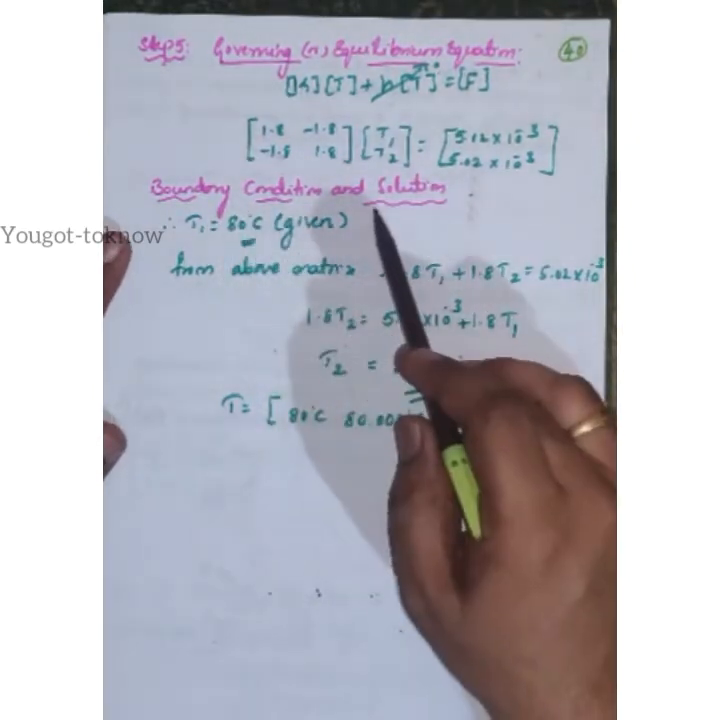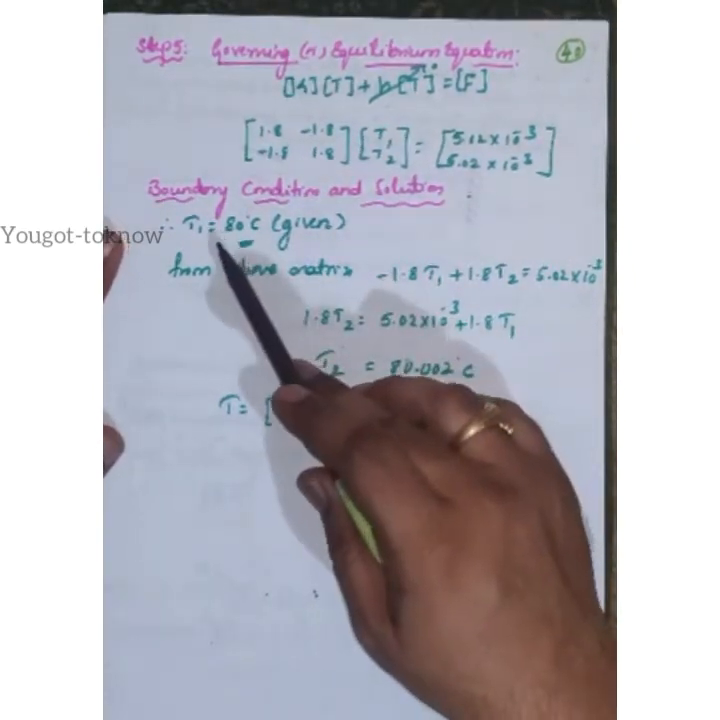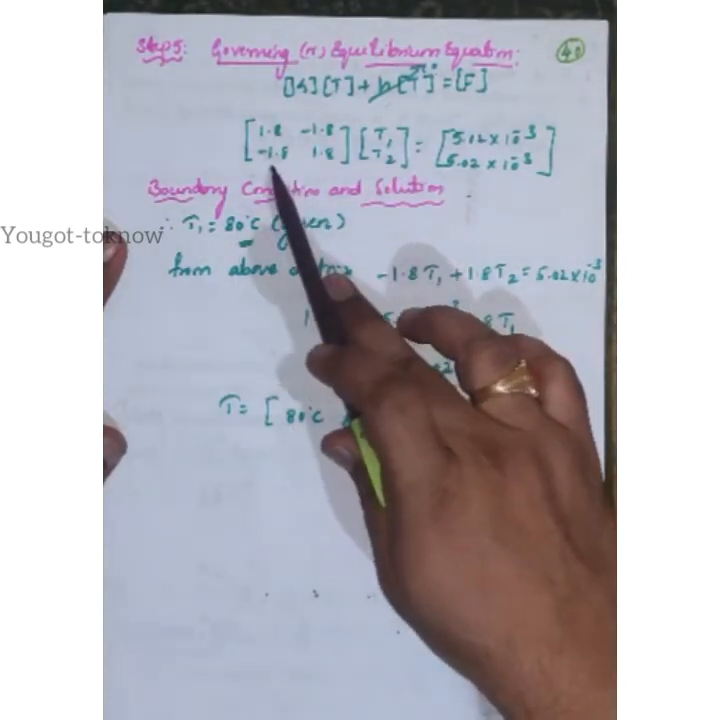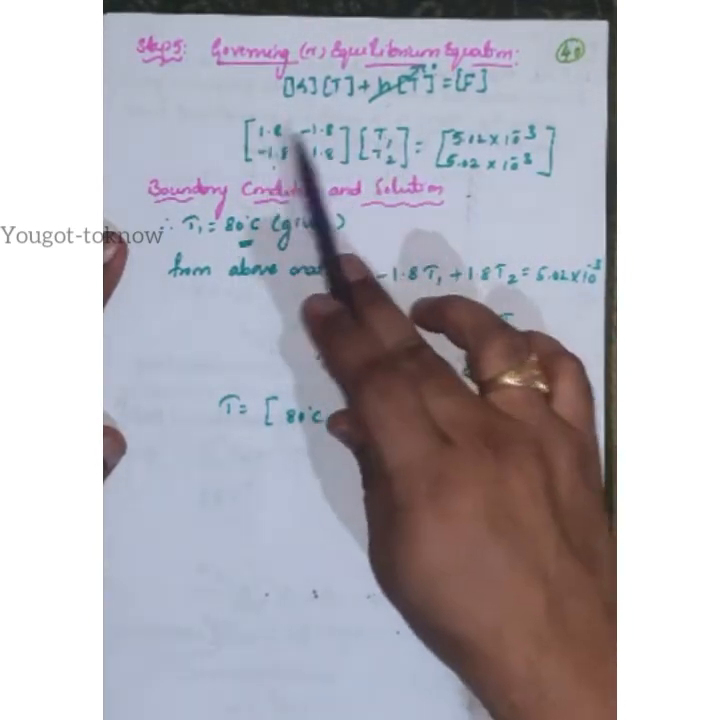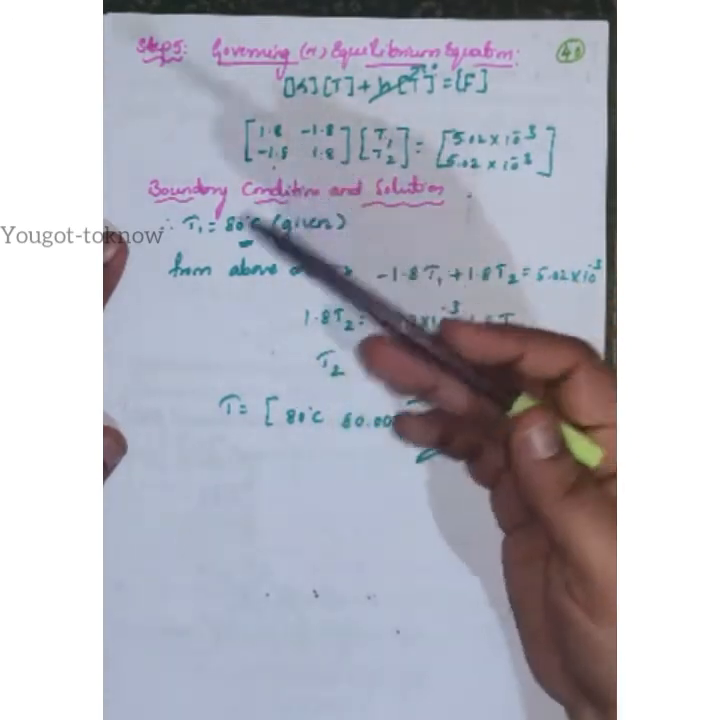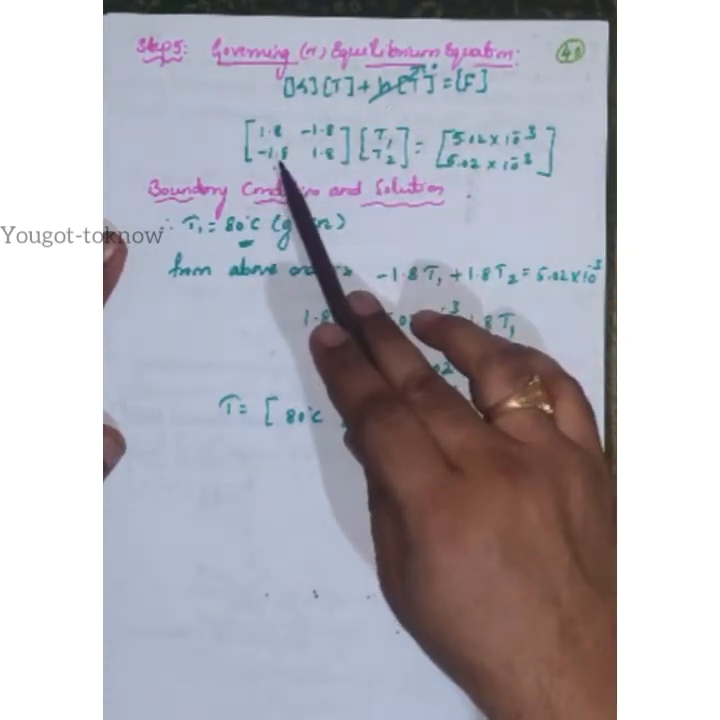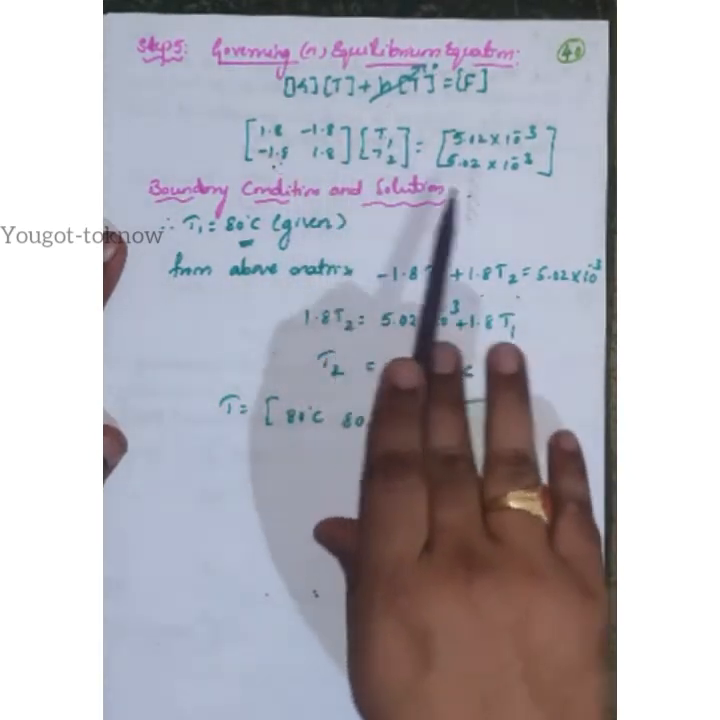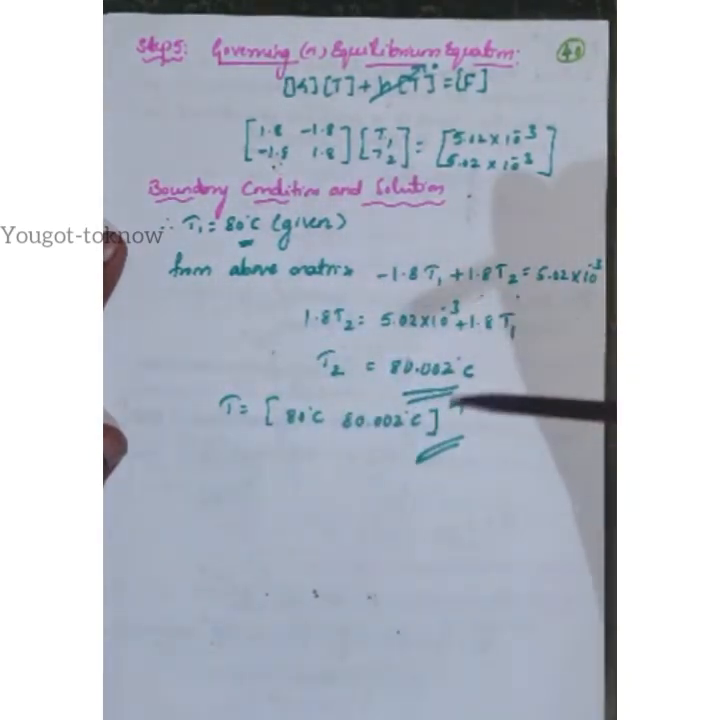Now what is given? See, next one is the boundary condition of the solution. T given is T1 equals to 80 degrees Celsius. Substitute in any of the equations. If you take your second equation, minus 1.8 into T1, because the first column you eliminate, because T1 is already known, plus 1.8 into T2 equals to 5.0 into 10 power minus 3. If you can calculate it, you are going to get 80.002 degrees Celsius.